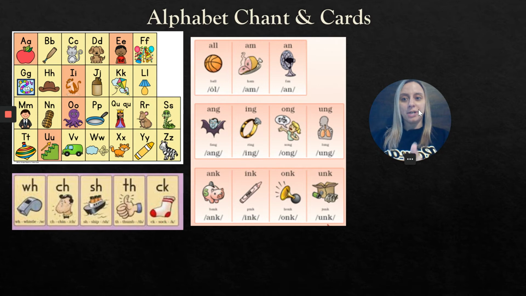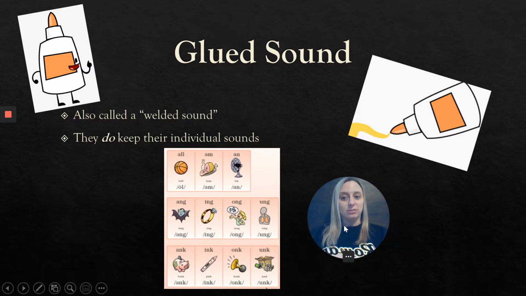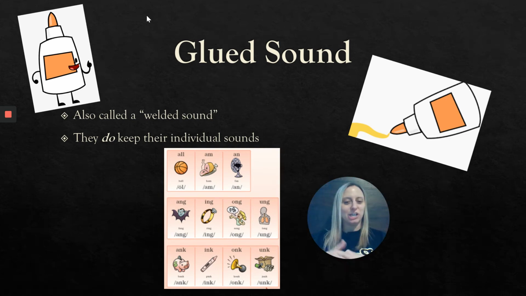So as you know, every day we go through either the alphabet chant or you're pointing at sounds and asking your child to say the sounds. But there are some specific sounds here that I want to point out, and they're your glued sounds. Now, glued sounds can also be called a welded sound, depending on who your teacher is. I like calling it a glued sound because I can put these fun little pictures with it, and sometimes that helps make it a little stickier for our kids.